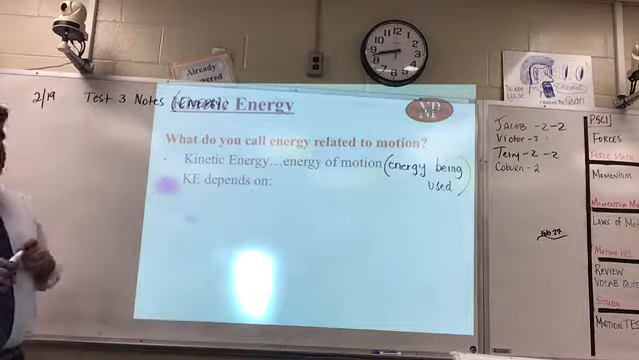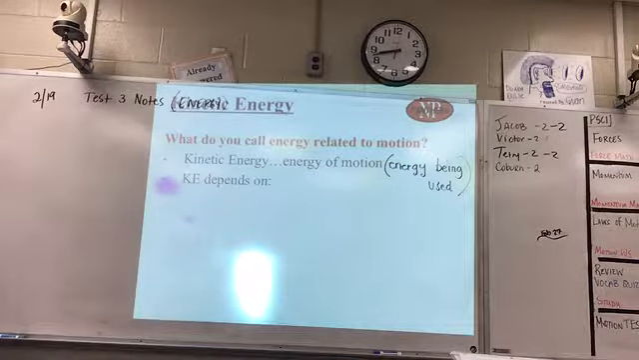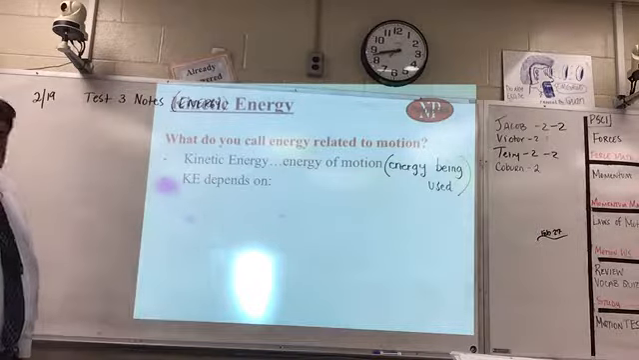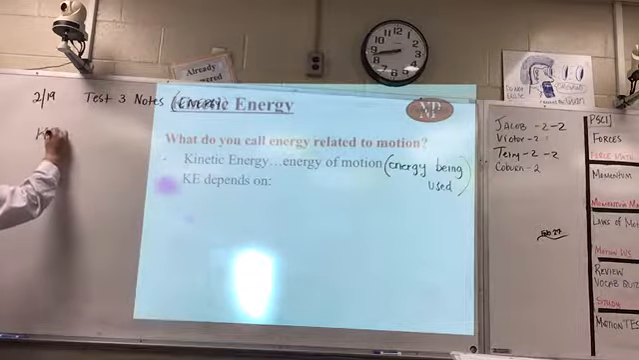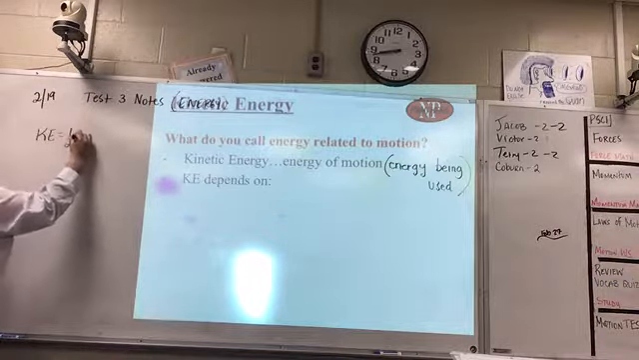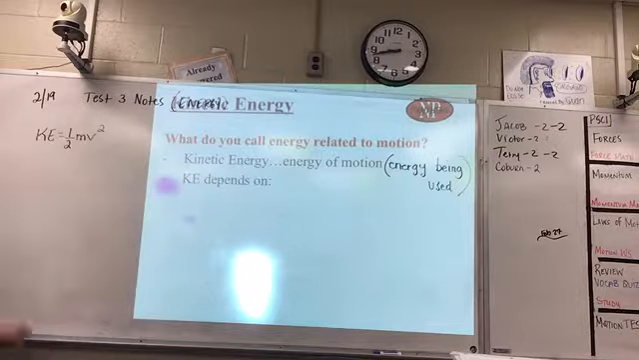So now we're getting ready to take a look at some formula stuff here, because here's where things can get confusing. Kinetic energy depends on two things. So right now, I want you to go to your formula sheet, and I want you to look at this formula. The one I'm writing on the board, you don't have to write yet, because we're not there yet. But I want you to find that formula.